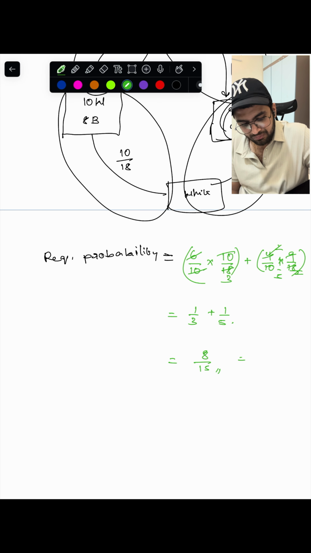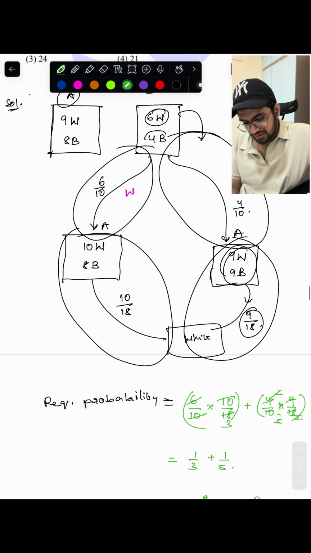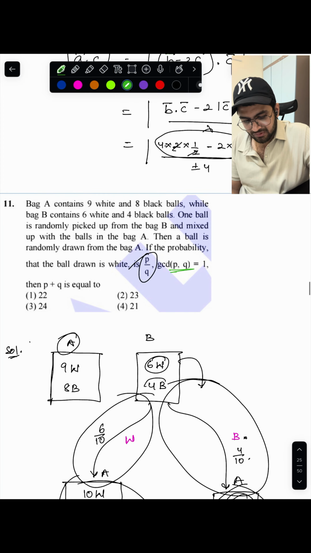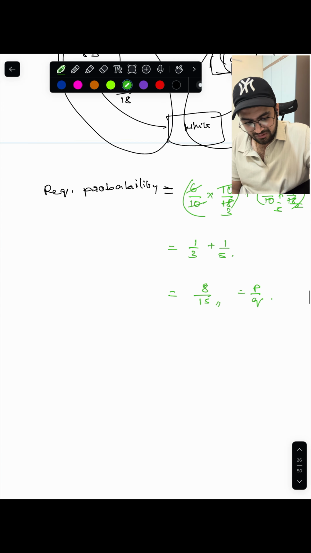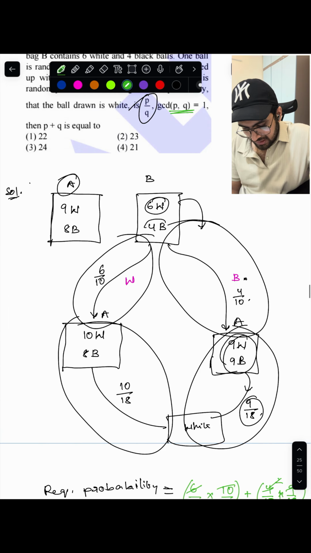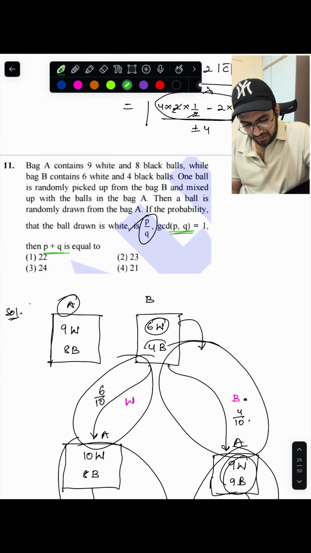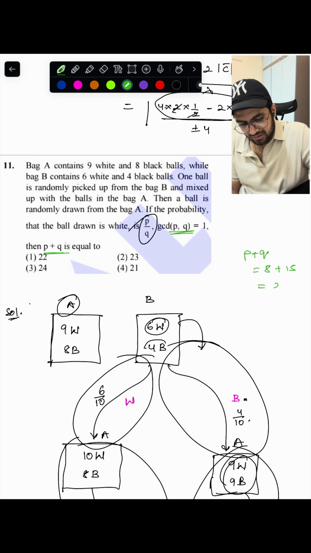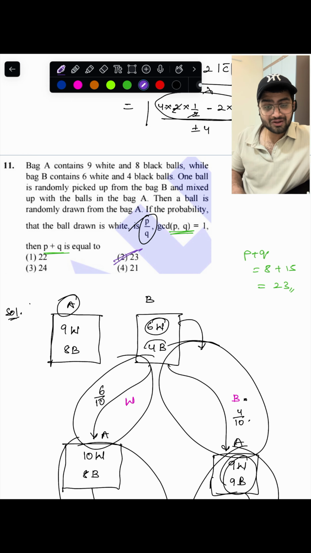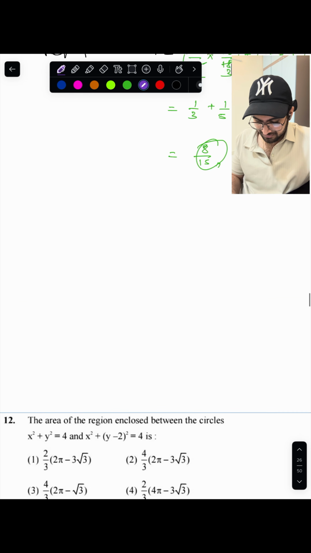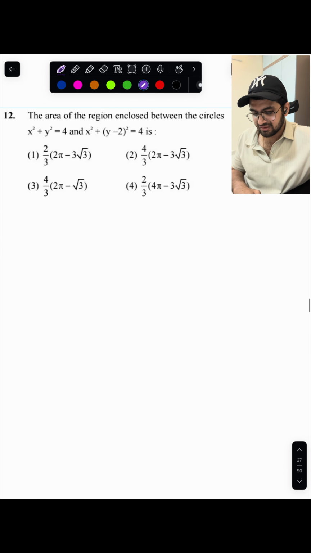So this is the probability compared with P by Q, where P comma Q GCD is 1. Yes, 8 and 15 have GCD 1. Now what they are asking for? P plus Q. So P plus Q means 8 plus 15. How much? 23. 23 should be the answer. So second option done. It is also an easy question. Let's move to the 12th question here.